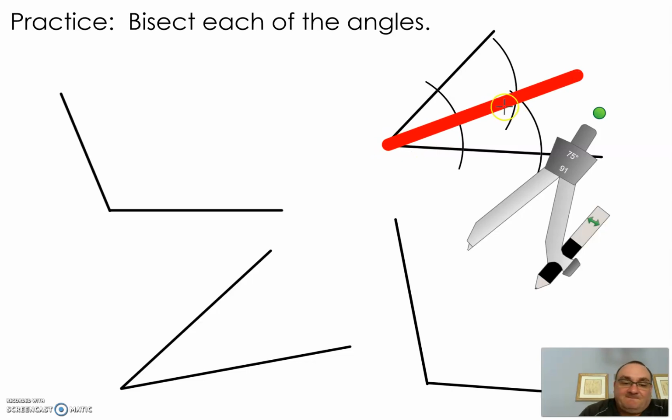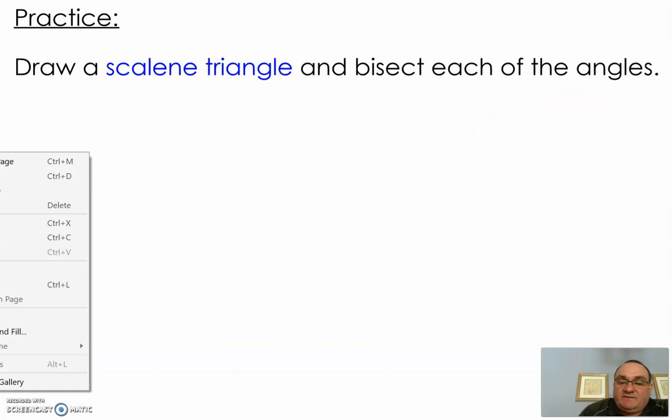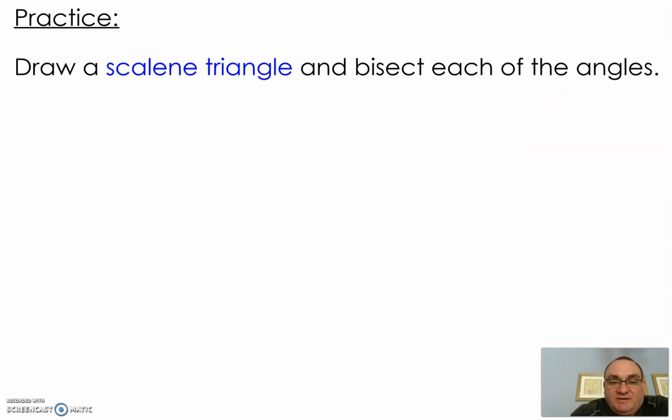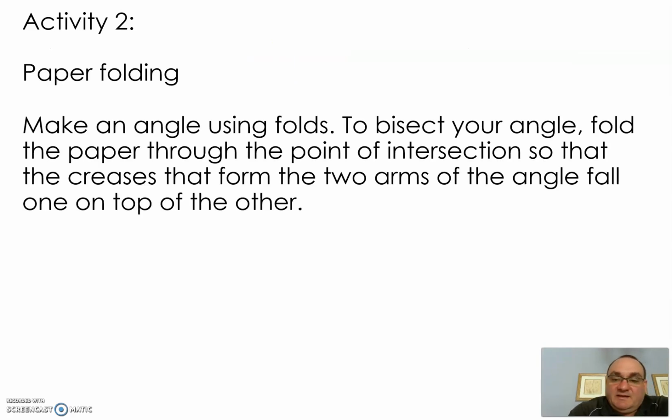All right, a couple of questions for you to practice if you have some blank paper at home. One is to draw a scalene triangle. Hopefully you remember what that is. If not, you're going to have to do a quick search online. It's a special kind of triangle. And then bisect each of the 3 angles of that triangle. Another practice question, if you have some paper at your disposal, which again I hope you do, is a folding activity. You're going to make a fold, which will create an angle, and then you'll make another fold. Hopefully you have the 2 arms falling on top of each other to bisect your angles there.